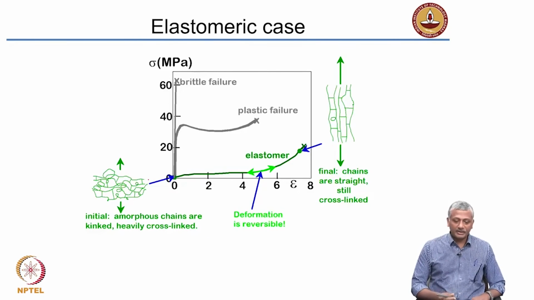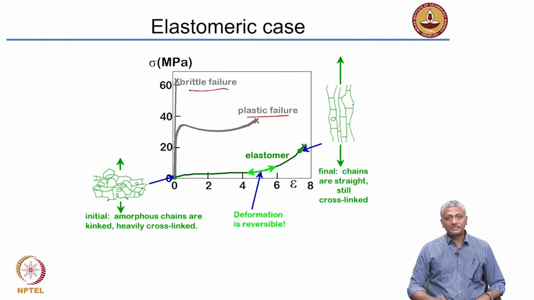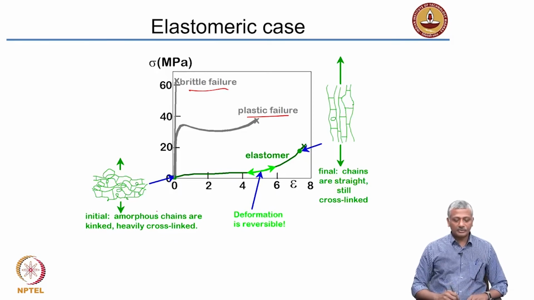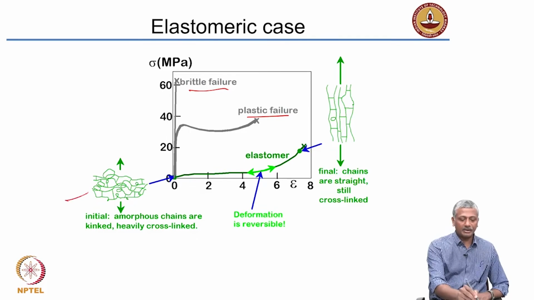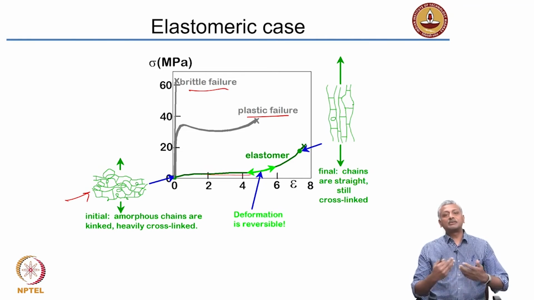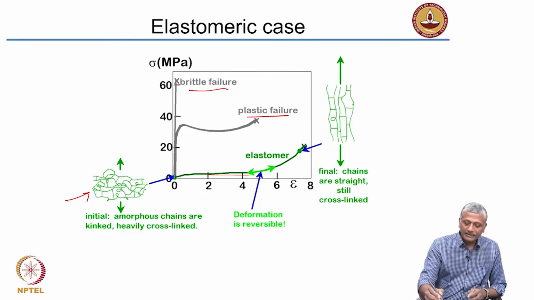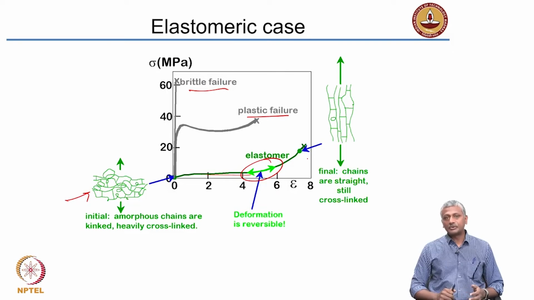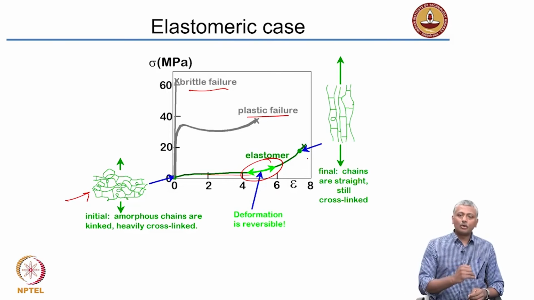Okay, what about elastomeric? Again, the brittle and plastic have been plotted here just for an example to show you the stress levels. But if you look at the elastomeric case, like for example, when you have amorphous chains that are kinked and heavily cross-linked, like in rubber. Now, if you increase the load, the strain increases significantly. There is an anomalous increase in the strain for very small increases in the stress. And this deformation that you see, increase in the strain, is actually reversible. So, when you unload, the material will go back.